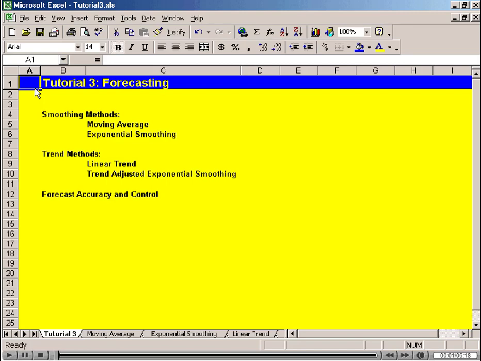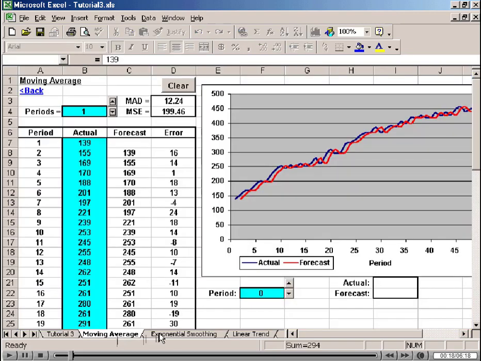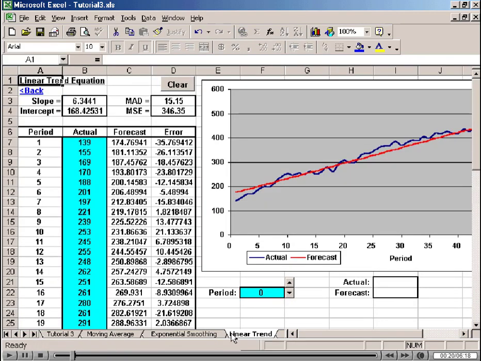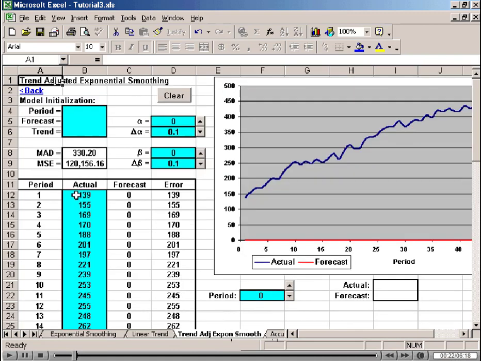In Tutorial 3, Forecasting, I will be demonstrating 4 forecasting methods. I will be applying each of these forecasting methods to the same set of historical data, and in hindsight, I will be comparing their accuracy. I have made copies of the templates for each of these forecasting methods, and I have already entered the historical data into each of the templates.